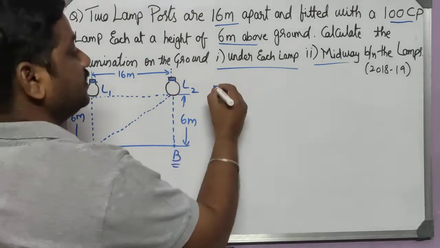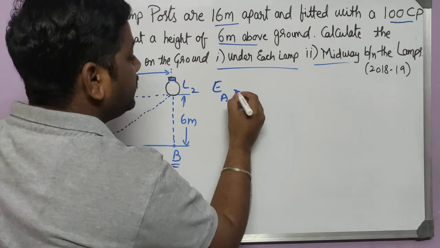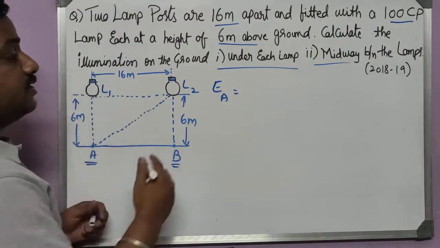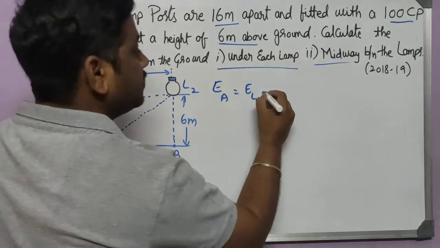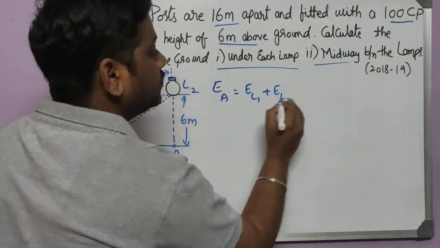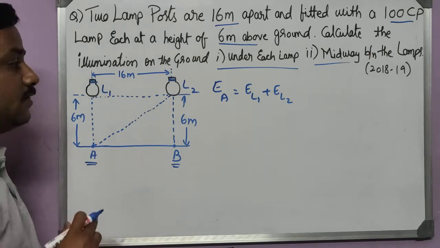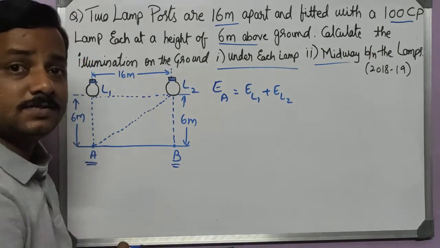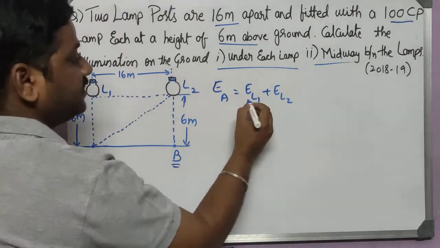We generally denote illumination as E. So illumination at point A can be given as illumination due to lamp 1 plus illumination due to lamp 2. Both have to be added and we should get the result. Now let's see how to get this illumination because of lamp 1 and lamp 2.